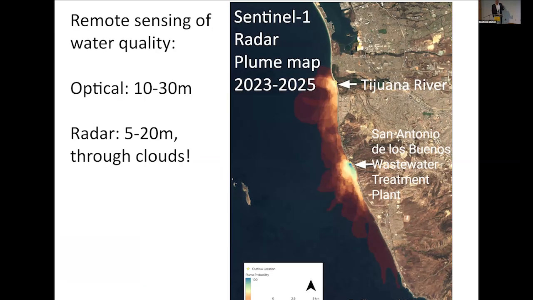Another new technique that we're using is radar, and radar can see through clouds. This is very useful in the coastal area where it's very cloudy. This data is available every few days. And one surprising finding is that the big hotspot for plumes is not the Tijuana River. It's actually the outlet of the San Antonio de los Buenos wastewater treatment plant.